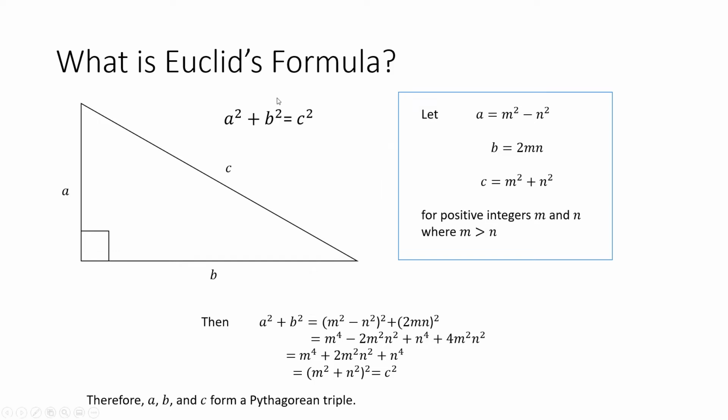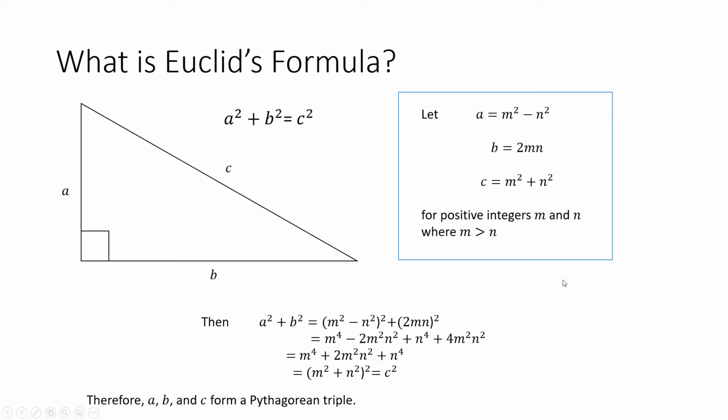So hopefully we all know that Pythagoras' theorem is the sum of the squares of the two shorter sides of a right angle triangle equals the square of the longest side, the hypotenuse. So I've got a diagram here. A and B are my shorter sides, C is my longest side, a squared plus b squared equals c squared.